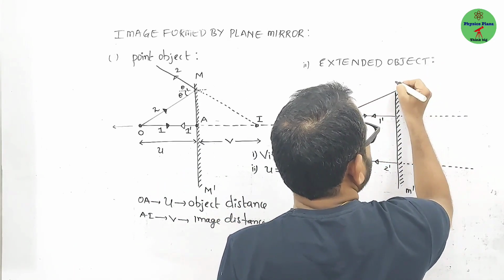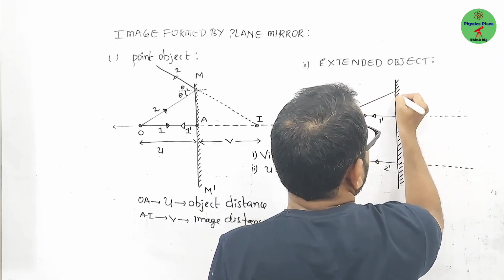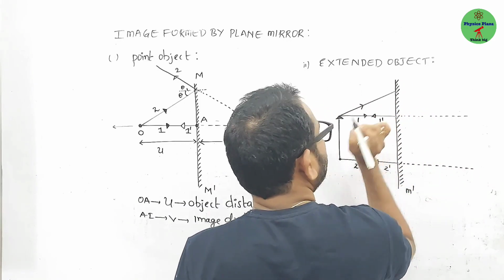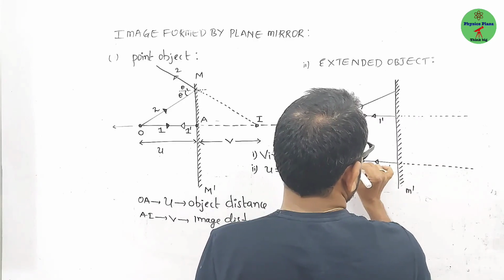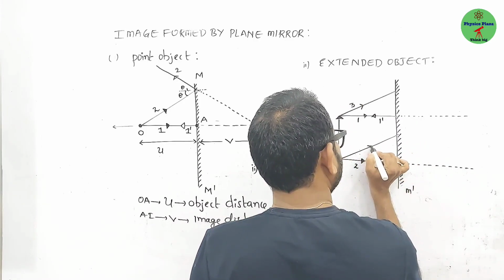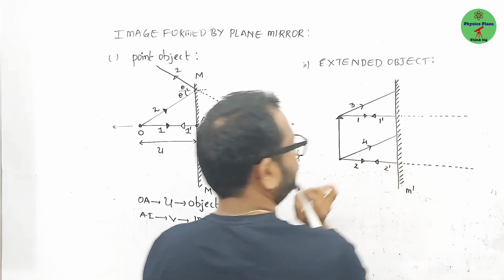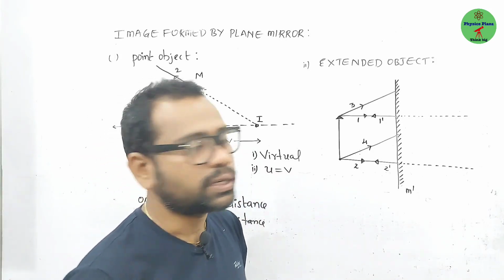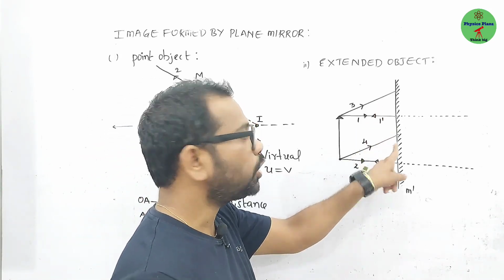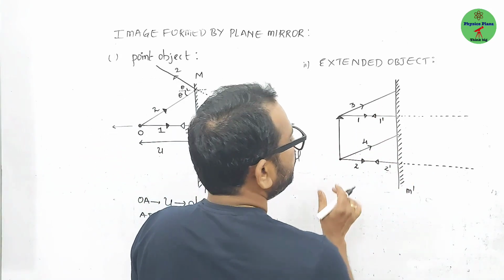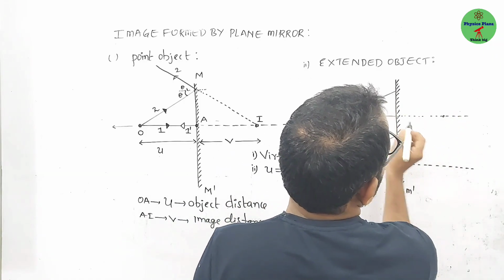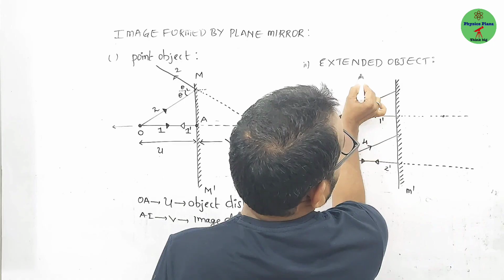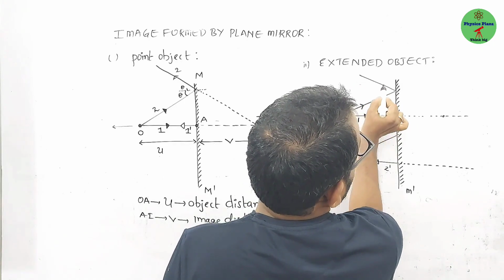Here let us extend the mirror, like a big mirror. This is the third light ray, and take one more light ray. Yes, it is the fourth light ray. 4 light rays we have taken for the extended object. Children, these 3 and 4 are not normal incidents. So by following the laws of reflection, it gets reflected.